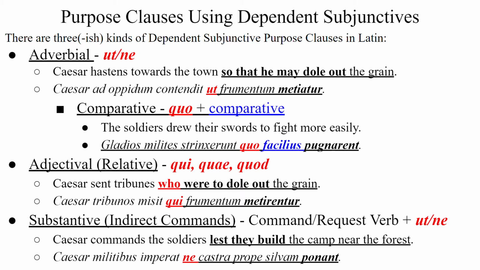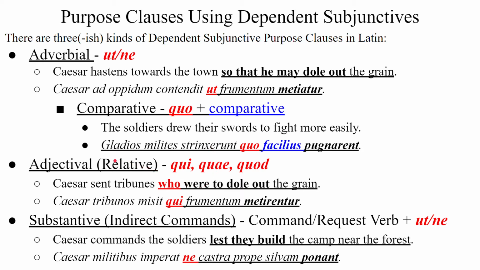So if this were present tense, the soldiers are drawing their swords, then this would be in the present tense. It would be in primary sequence. But because this is perfect, it's in secondary sequence. All right, excellent. Optime.